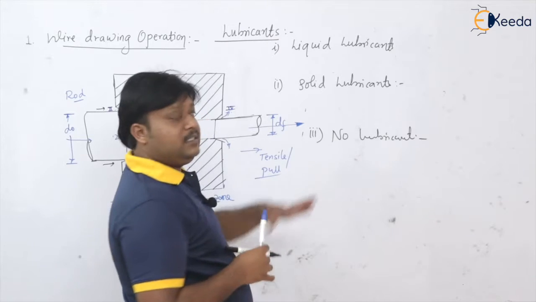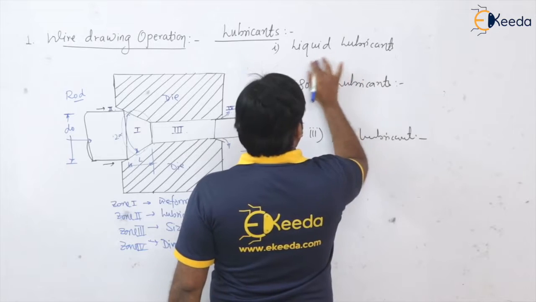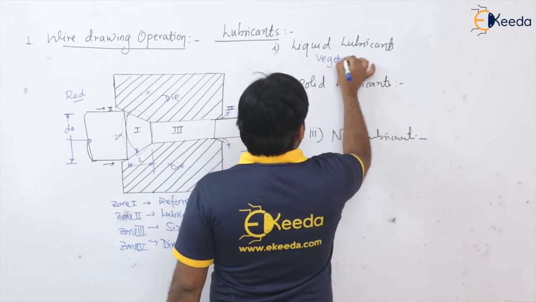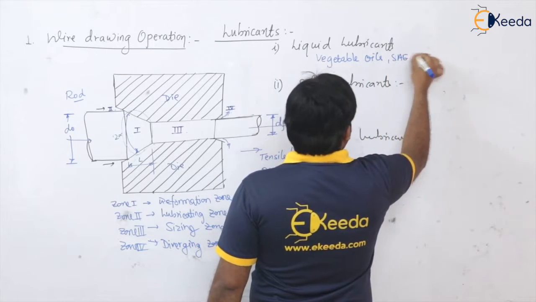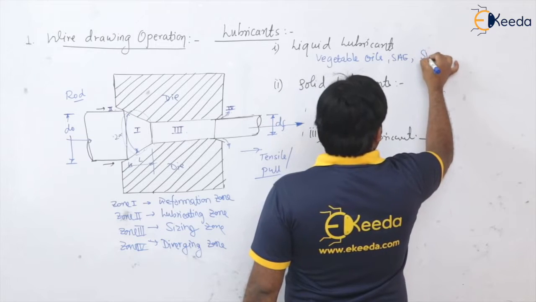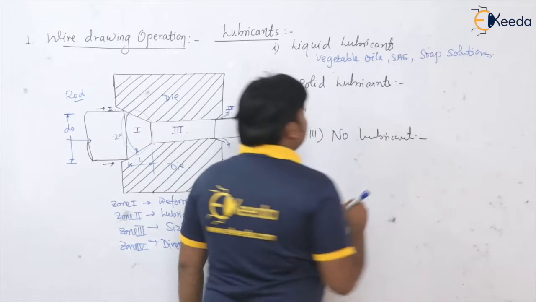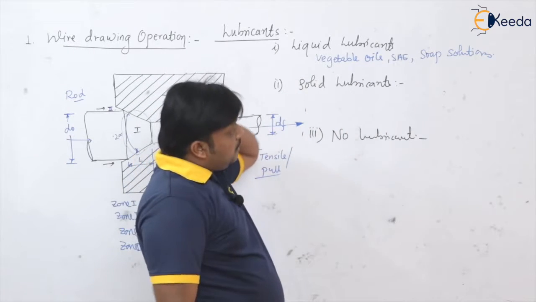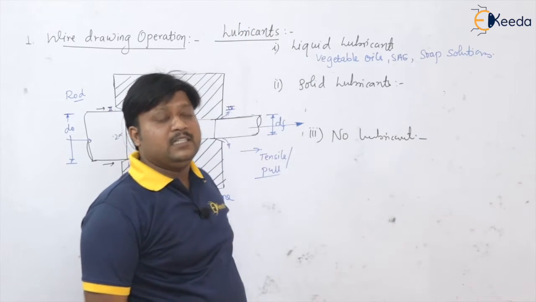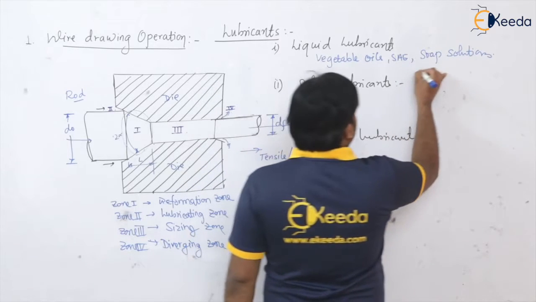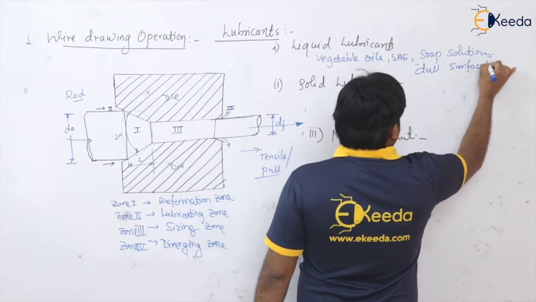See, the liquid lubricants that we use in the wire drawing operation are vegetable oils, SAE oils, and then soap solutions. So these can be the liquid lubricants we use in the wire drawing process. But by using these liquid lubricants in the wire drawing operation, we are going to get a dull surface finish.